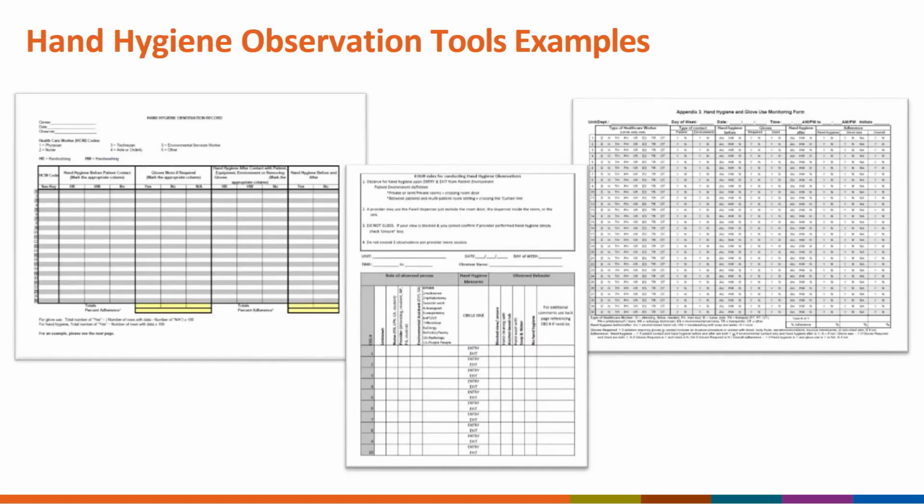Here is an example of some observation tools that some facilities may utilize. These are not necessarily NHSN observation tools, but these are some that are used in order to collect their monthly observations of hand hygiene and gown and glove use.